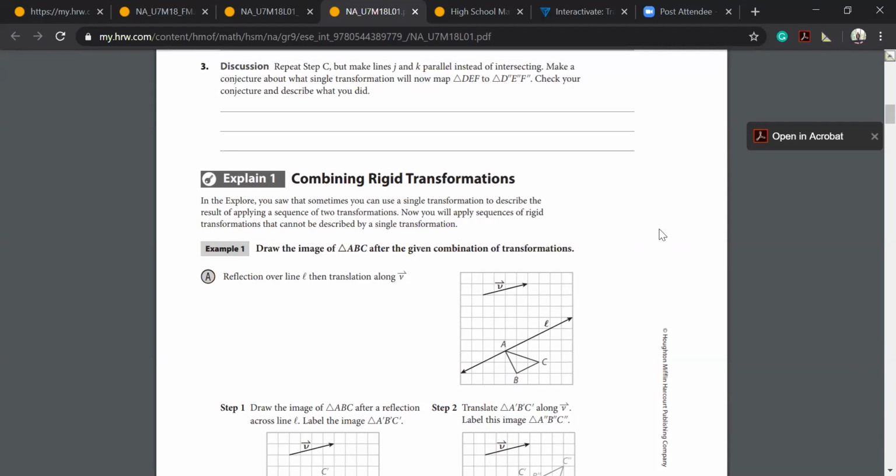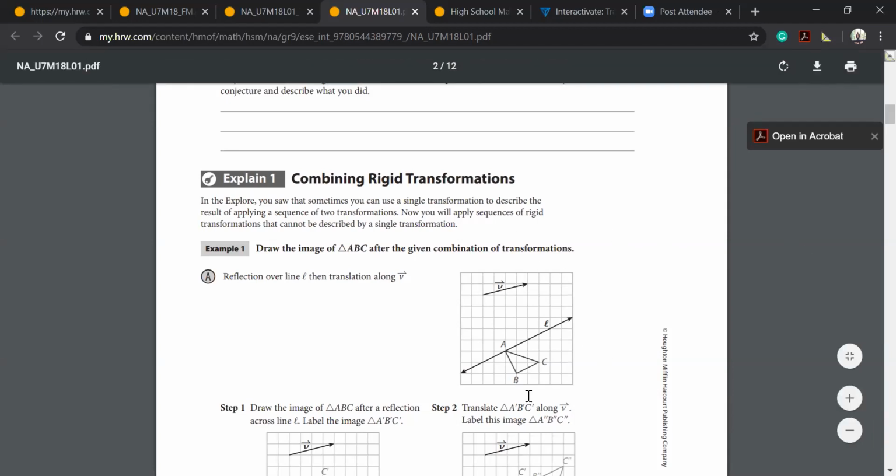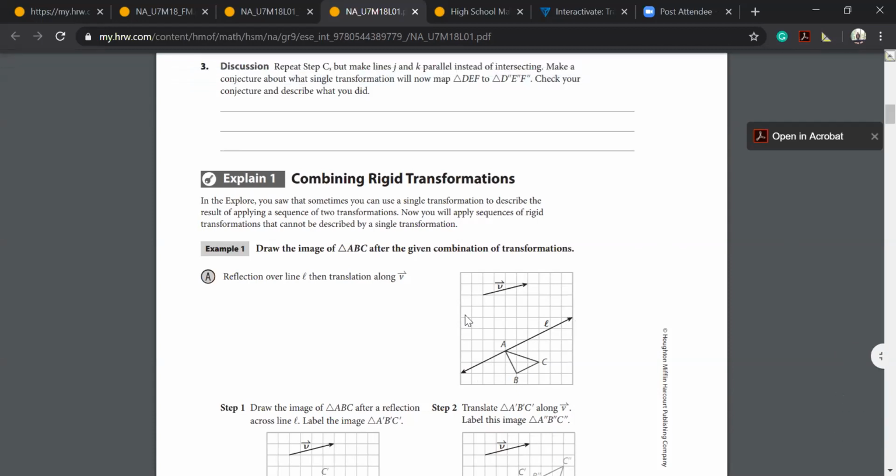This is my figure. I have triangle A, B, and C. And then I have a line L that I'm supposed to reflect my triangle across. And then after this, I have to do a translation. A very, very important note that you need to understand carefully, and please hear it carefully: reflection, then translation.